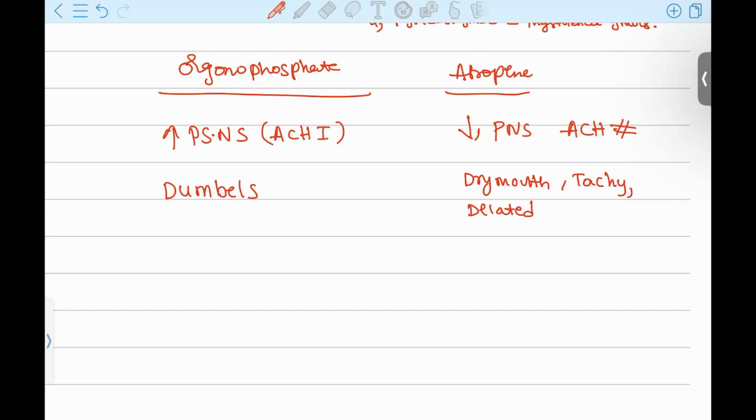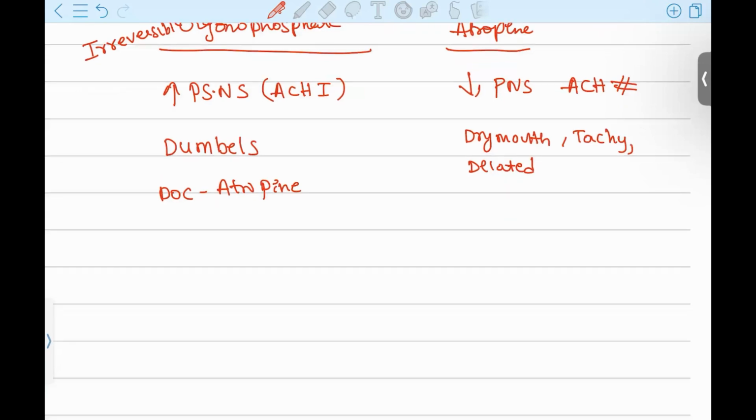And what is the drug of choice? The drug of choice for organophosphate patients is atropine, because the parasympathetic nervous system is increased, so to decrease that we can give atropine. But organophosphate is an irreversible inhibitor of acetylcholinesterase. Along with that, we can give other drugs like pralidoxime. This can also be given for this patient. And for atropine poisoning patients, as we already discussed, the drug of choice is pyridostigmine.